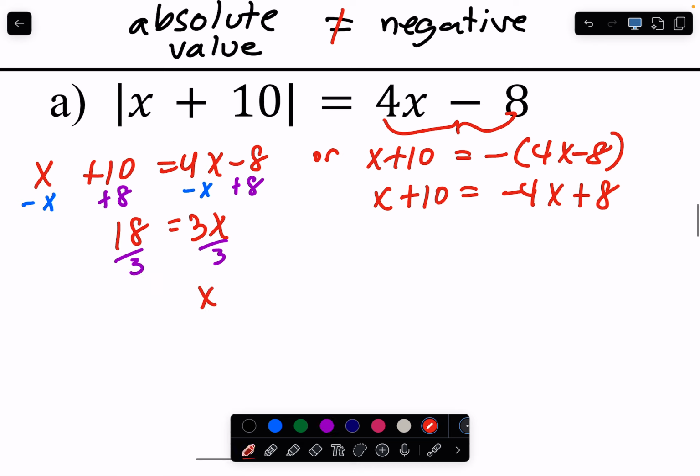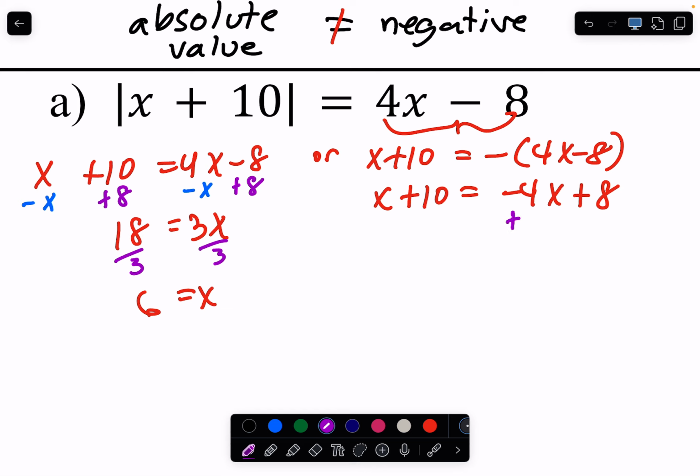And so we get x is equal to 6. Okay? So 6 is our first answer. Now, same thing, but because now we have different signs, moving things around in different places might be a better option. Okay, so let's play around with this next one.